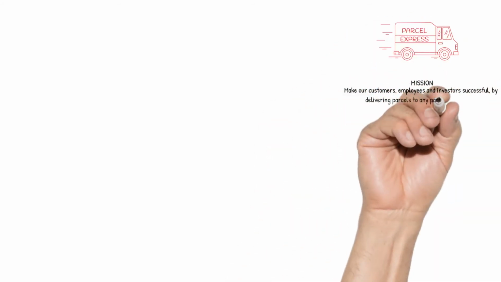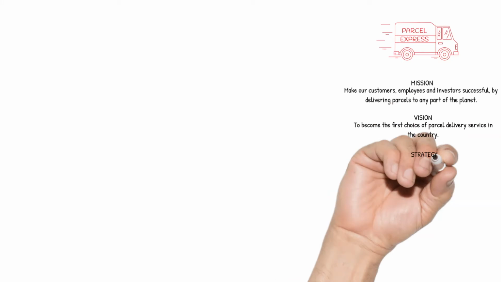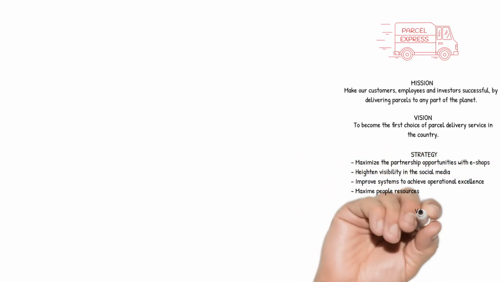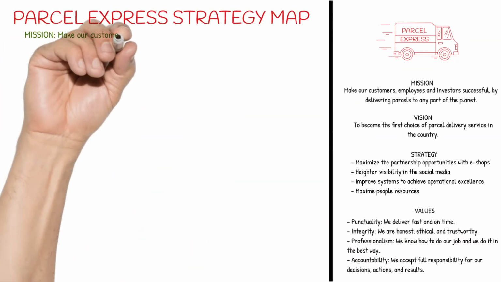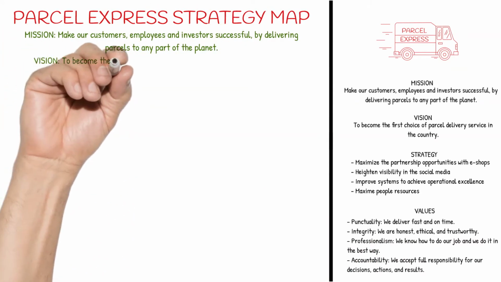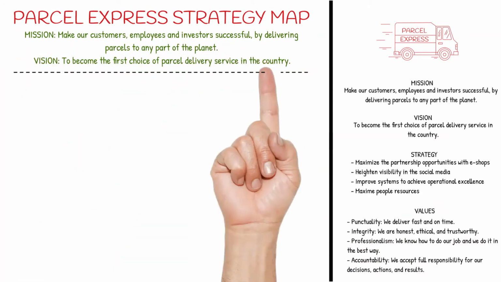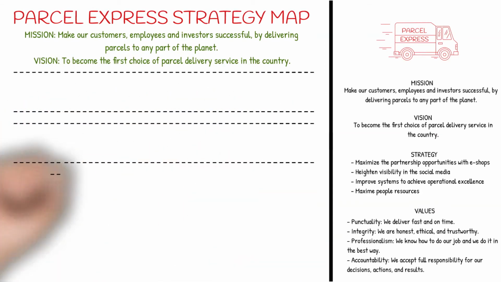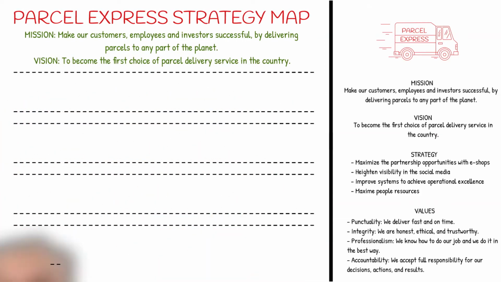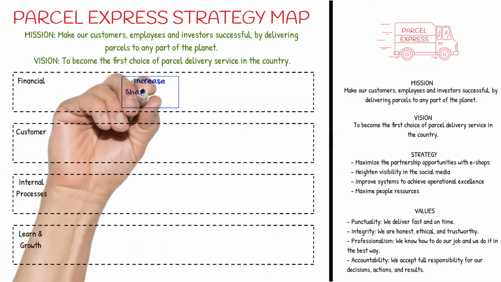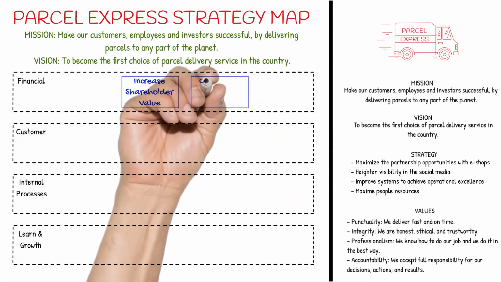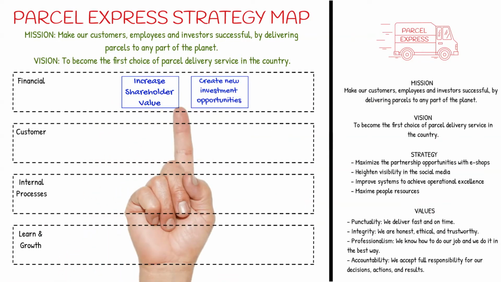Let's create a company called Parcel Express, who recently implemented the balanced scorecard. Parcel Express has defined their mission, their vision, the strategy to achieve them, and also their values. Considering this information and identifying their biggest strategic issues, the company started building their strategy map. In the financial perspective, they decided that they have to increase the shareholder value and create new investment opportunities.